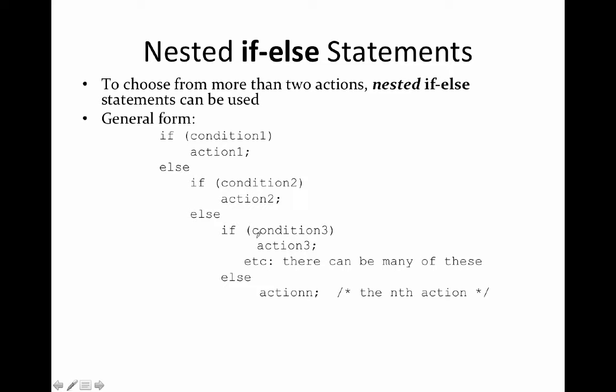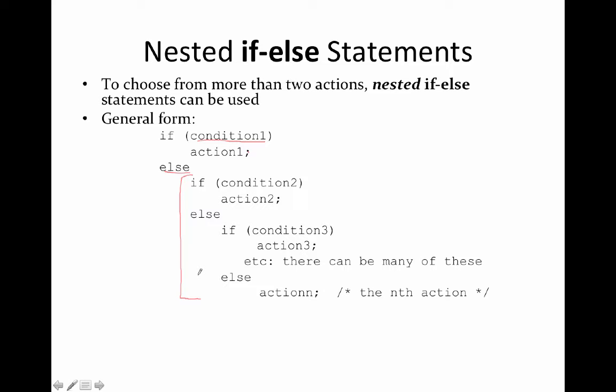Now in C, we can nest if-else statements if we want to choose from more than two actions. So here's an example where we say if condition 1 is true, then we're going to execute action 1 and we're done. But if we get to the else, so condition 1 was false, then the statement that we're going to execute is this if-else statement.